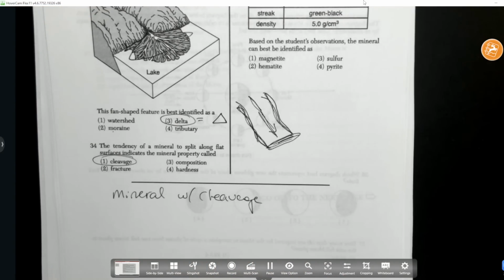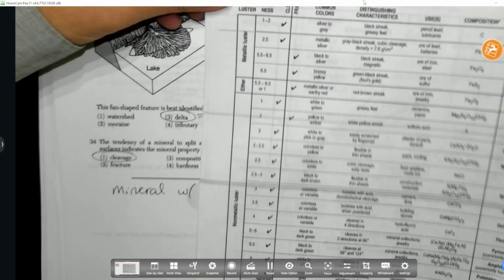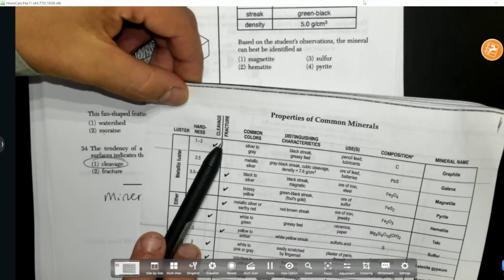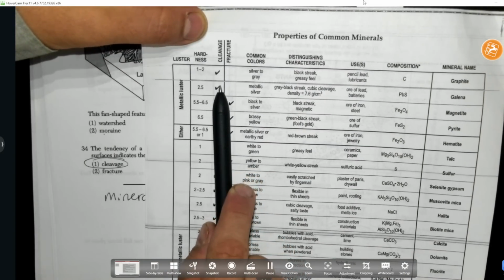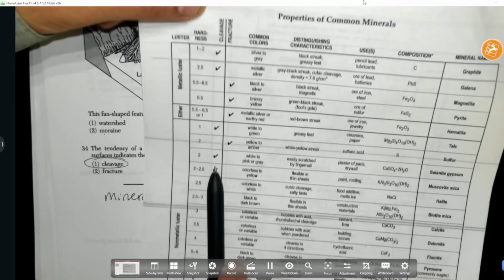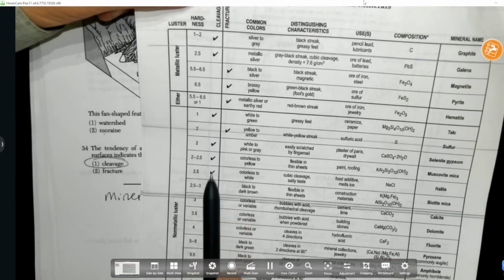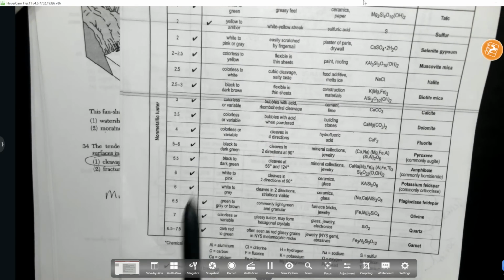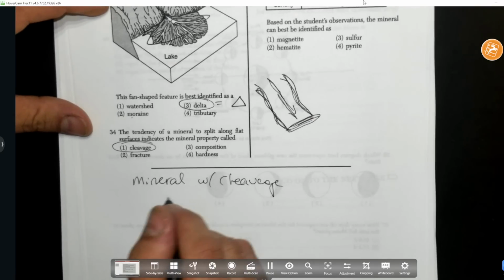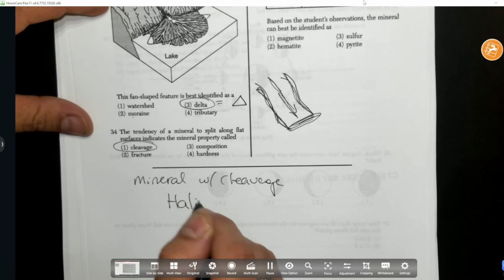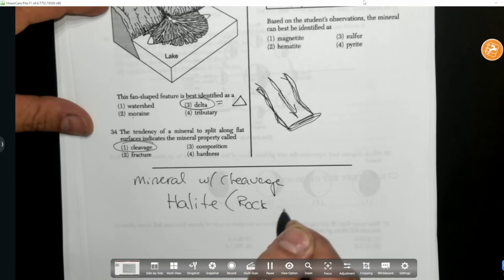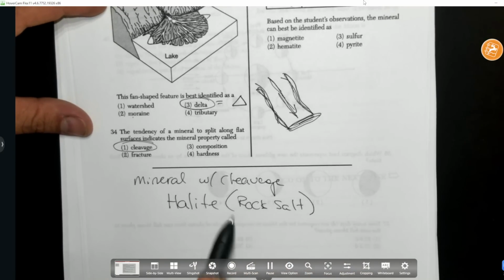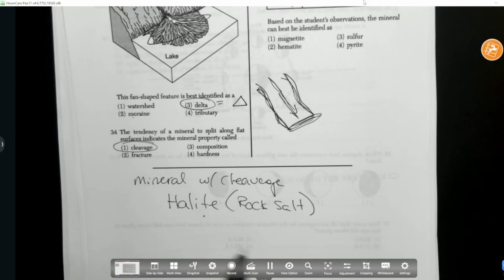Well, you could always take a look at the back of your reference table, ESRT back page, and you can see here we've got cleavage and fracture. Cleavage is the one on the left, and you can see that graphite has cleavage, galena has cleavage, talc has cleavage. All of those have cleavage. I guess one of the biggest ones that you probably would remember would be halite, aka rock salt. That was the one that was perfectly cube-shaped.